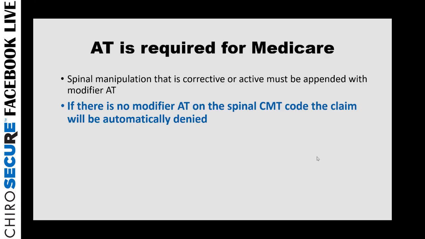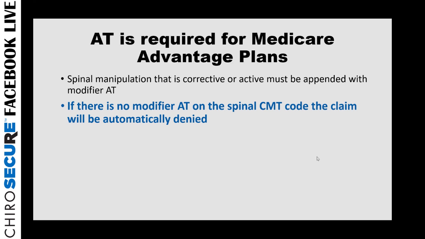In addition, another modifier that of course is common is for Medicare. And this modifier is AT, or I like to think of active treatment or acute treatment, but technically it means simply pay the chiropractic claim as medically necessary. Spine manipulation that is corrective must have the AT modifier on the adjustment code or the claim will automatically be denied. So that's a modifier that's exclusive to Medicare. Notice I did not indicate to use it any place but Medicare. However, what about Medicare Advantage plans?